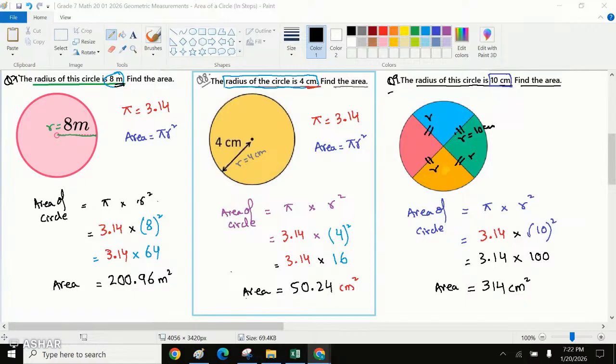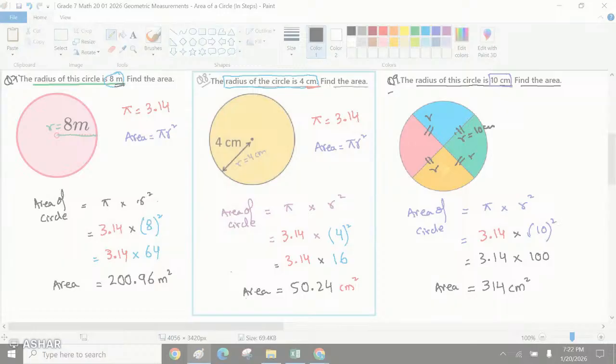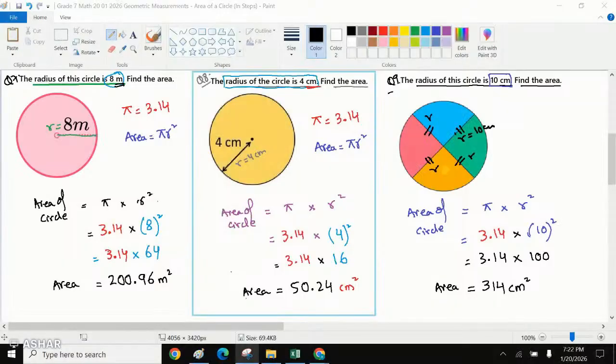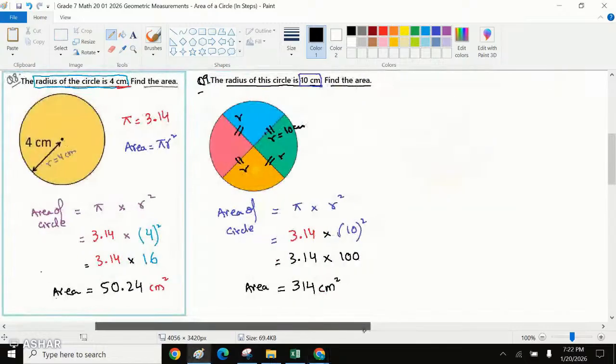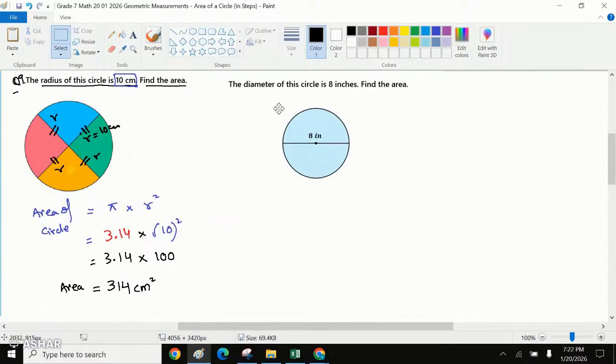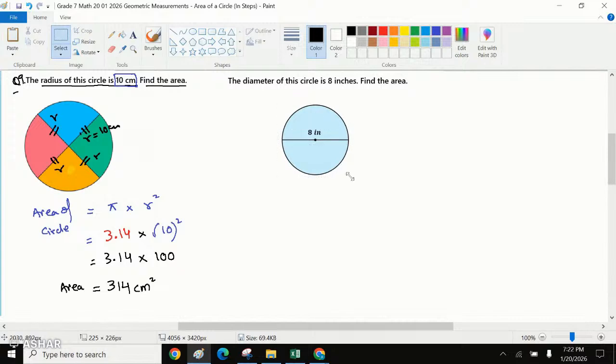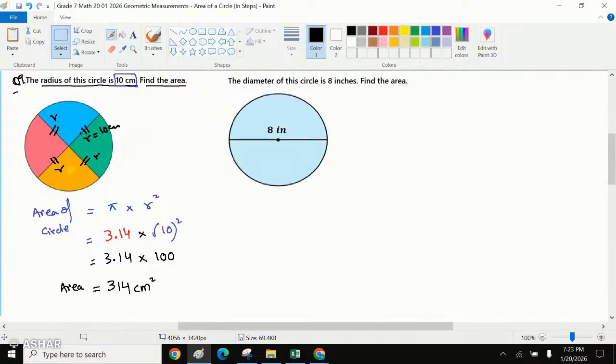The next question says we are given the diameter of the circle, and we need to find the area of the circle. Question number 9 and question number 10. In question number 10, the diameter is given as 8 inches, and we know that diameter is twice the radius. Agreed? So if the diameter was given as 8, then the radius should be 8 divided by 2, which comes out to be 4 inches. That means this radius is 4 inches, and this radius is 4 inches.